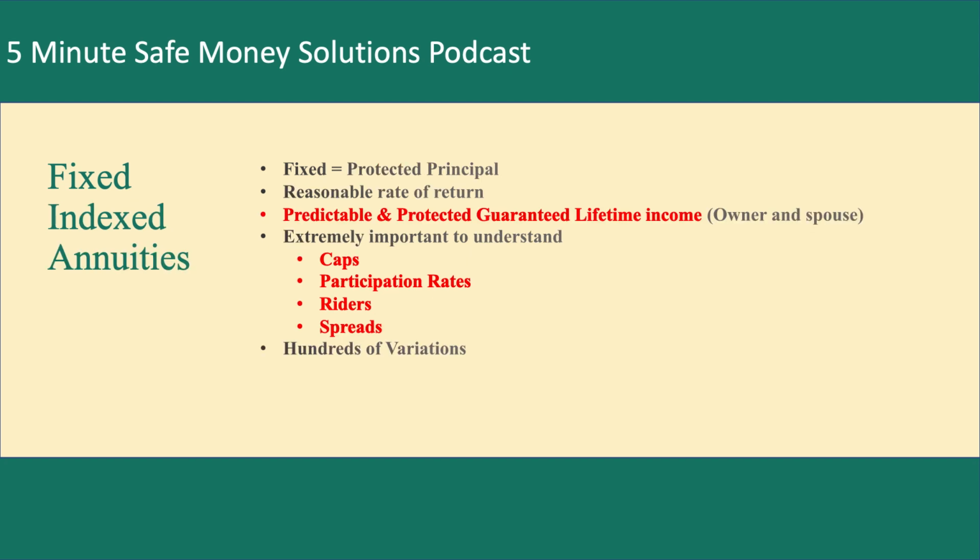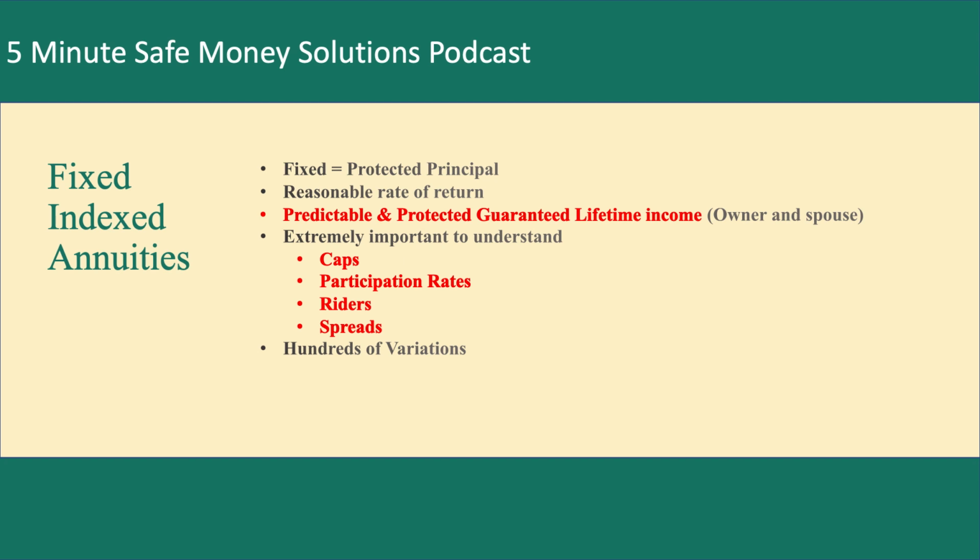The next is fixed indexed annuities. Fixed, again, means protected principal. Fixed indexed annuities offer a reasonable rate of return over the lifetime of that annuity. It is also built into some annuities now that have a predicted and protected guaranteed lifetime income. That can be for the owner and the spouse if you prefer. It's extremely important to understand, and we will devote a podcast just to these next 4 points in red, and that is you need to understand caps, participation rates, riders, and spreads. Very simple discussion, but very important discussion.